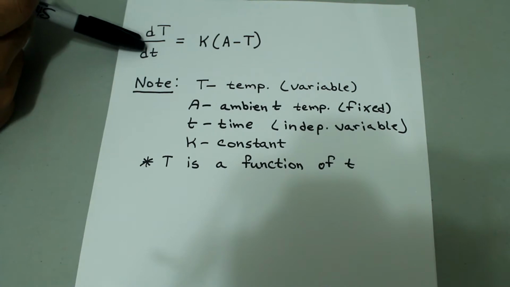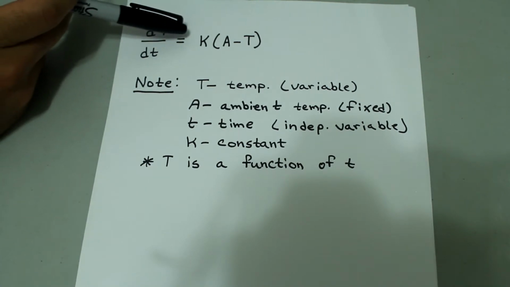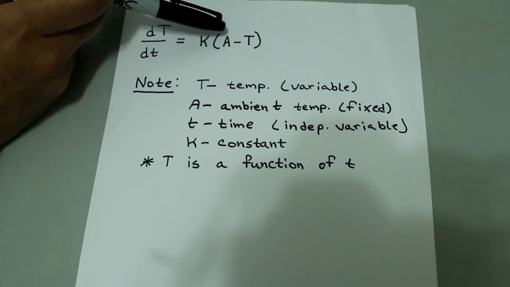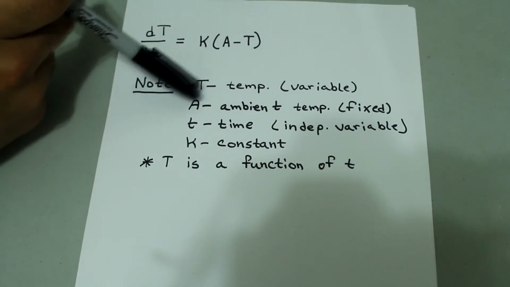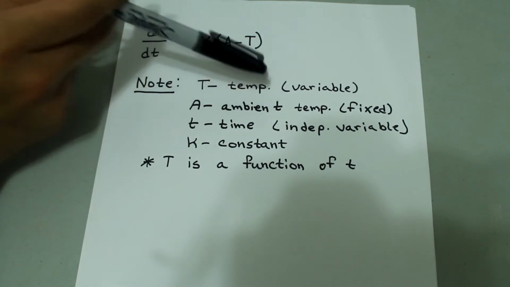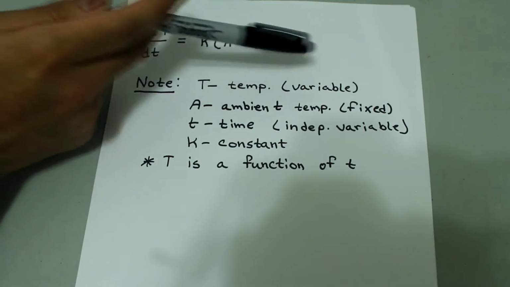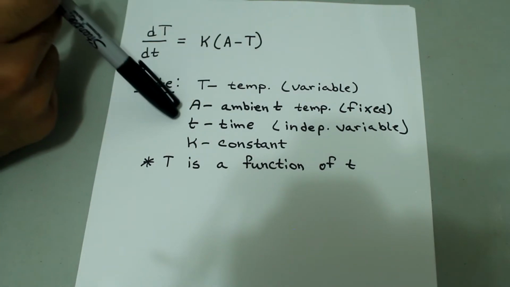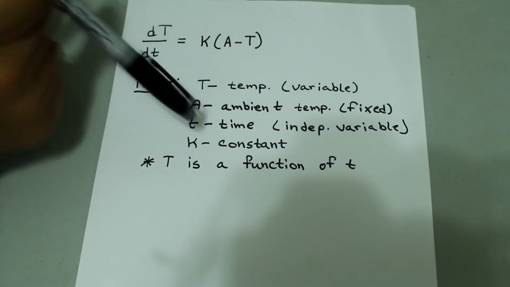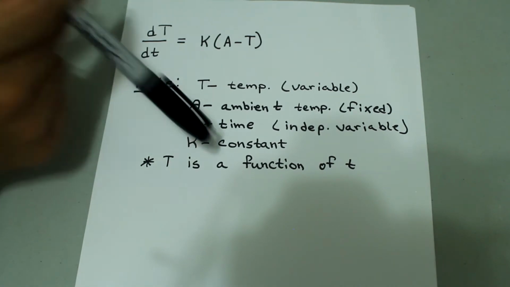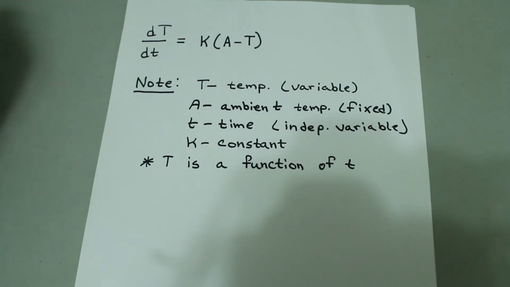over dt, which is time, equals k times (A minus T). Big T is temperature, and that's a variable. A represents ambient temperature, which is the outside or surrounding temperature, and that's a fixed number. Little t is time, the independent variable, and k is a constant. Big T is a function of little t, so temperature changes with time, and that makes sense, right? If you're putting something warmer in a cooler environment, it's going to cool to that temperature eventually.